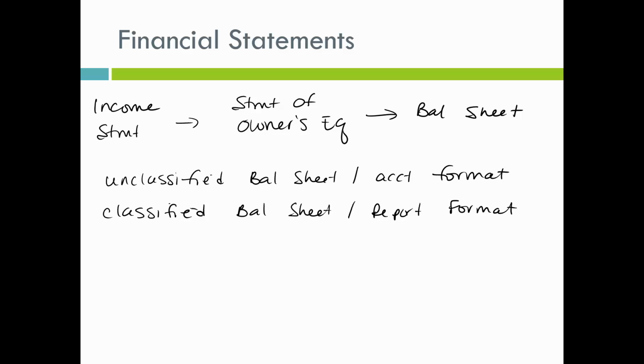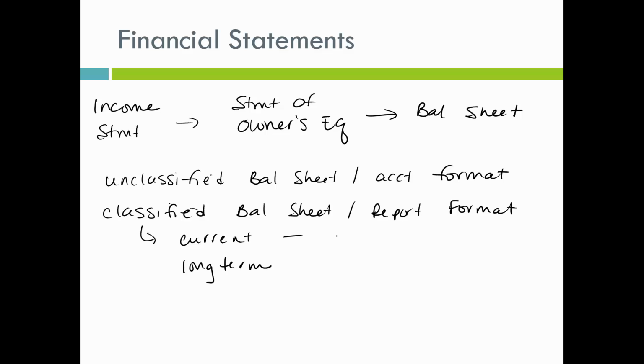And when we say classified, we break things down into a few more categories. So instead of just assets, we'll have current assets and long-term. And instead of just liabilities, we'll have current liabilities and long-term liabilities. So that's the main difference.